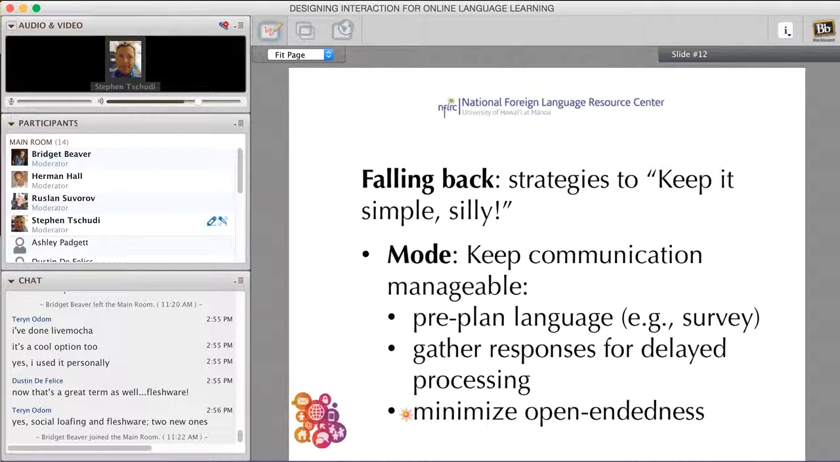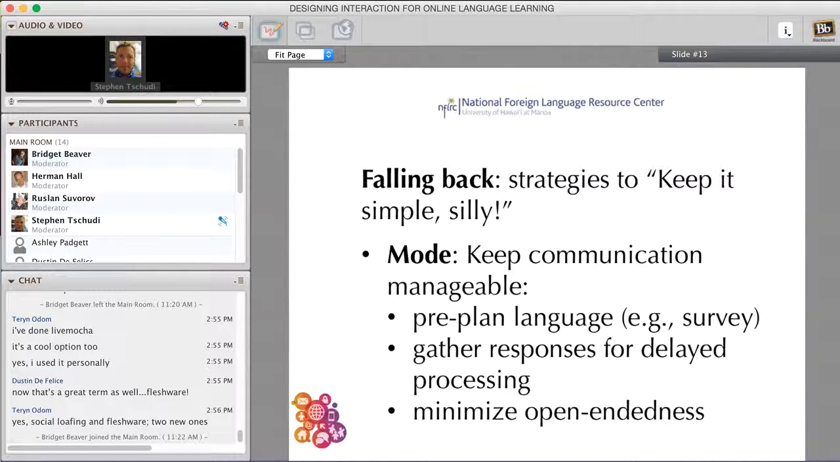And then another related concept is to minimize the open-endedness of the conversational interaction, or that's what a survey does too. It minimizes the open-endedness. It's not like anything at all can happen. There's only a few choices. So that makes communication more manageable.